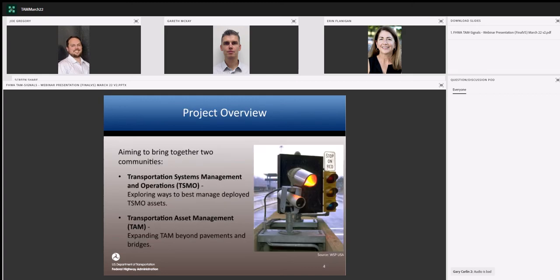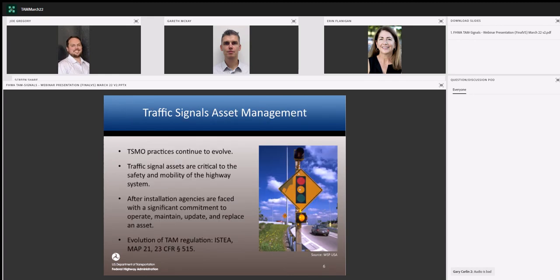So with traffic signals asset management, it recognizes that TSMO practices are going to continue to evolve, and recognizing that signal assets are going to be critical to the performance of the system in terms of safety and mobility, but it also can be a very significant investment if you start adding up not just the cost of installation, but the cost of maintaining and operating throughout its life cycle as well, and even the cost of replacing it toward the end of its life.